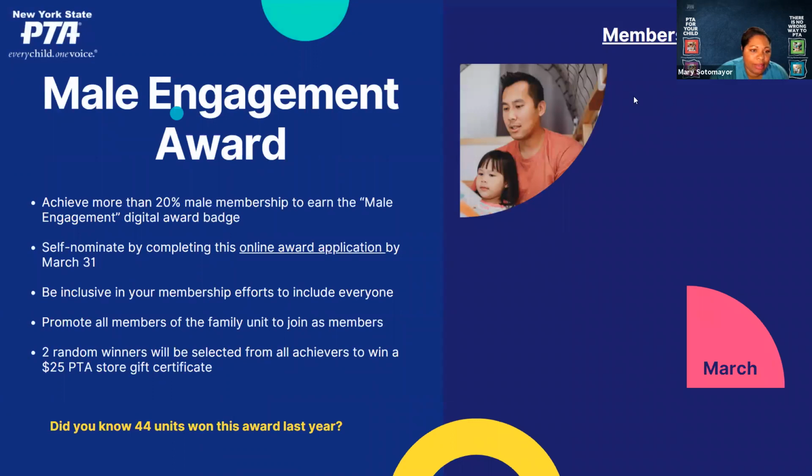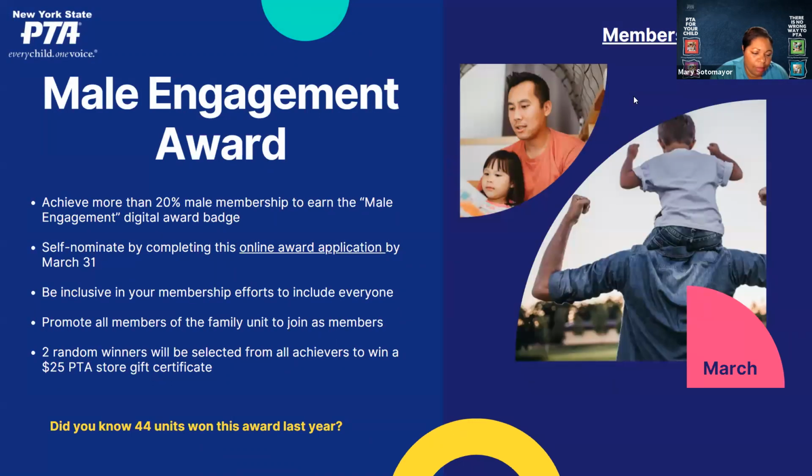We have our Male Engagement Award, which is if you achieve more than 20% of male membership, you can earn this particular digital award. Now, this is a little different from the others, where you will be self-nominating for this particular award. What does that mean? If you click on the link that we will be giving to you, it will allow you to put in that you definitely have the 20% male membership.